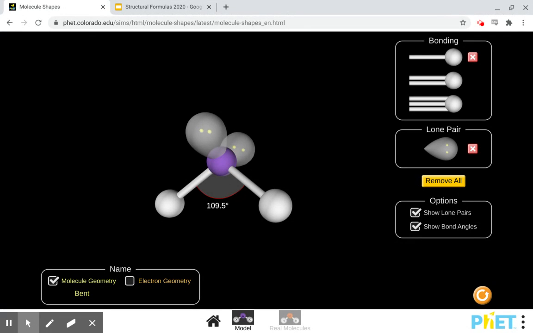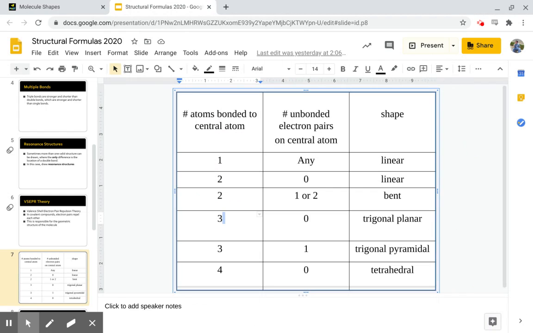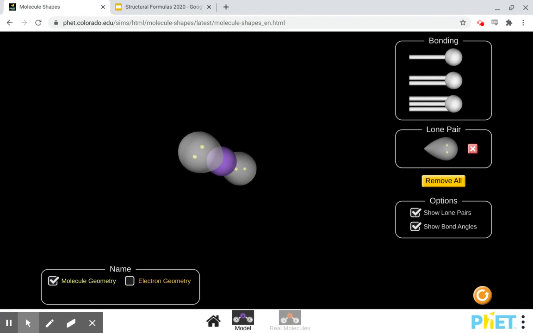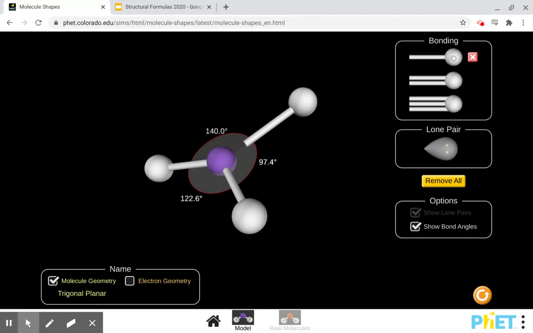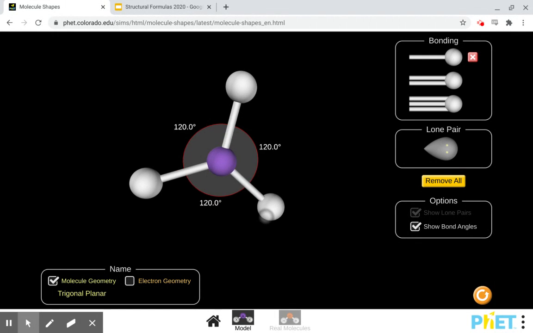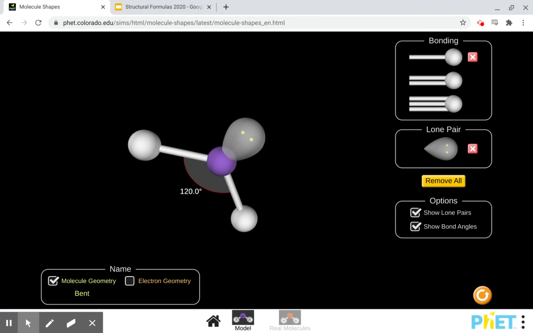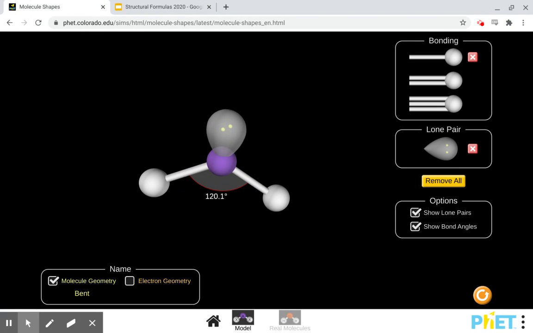The only other shape to consider is if we go back to the trigonal planar shape, if we replace one of these atoms with a lone pair of electrons, then the shape is also bent, but in this case, our bond angle is 120 degrees.